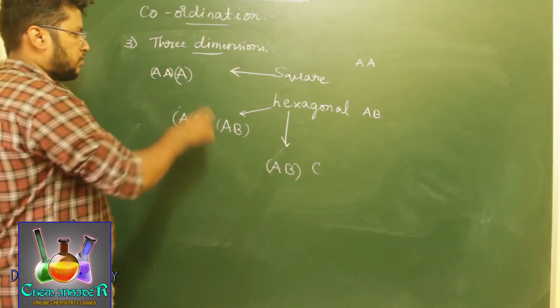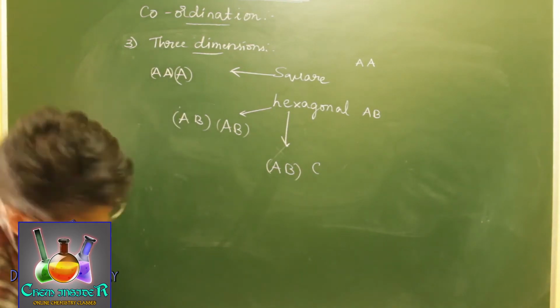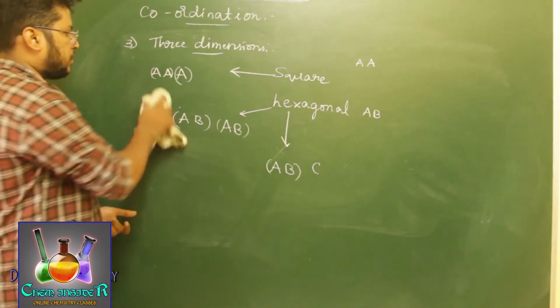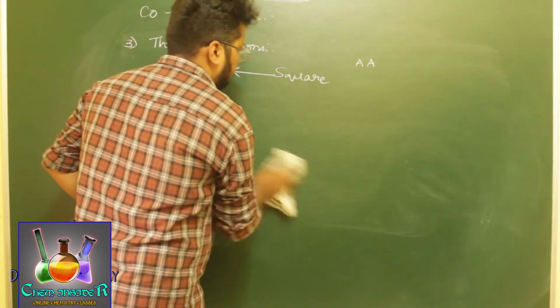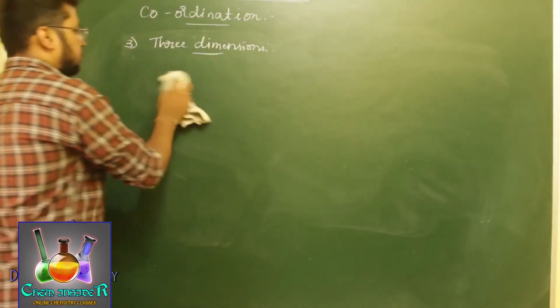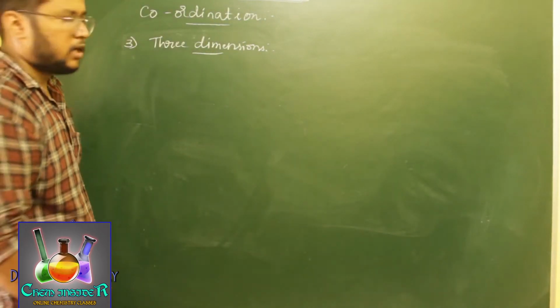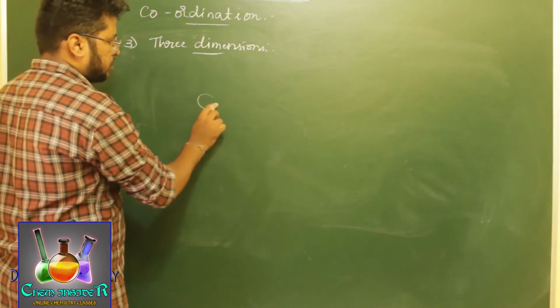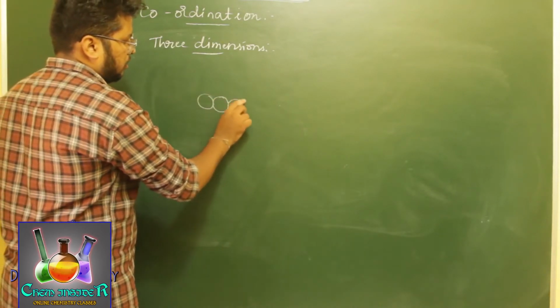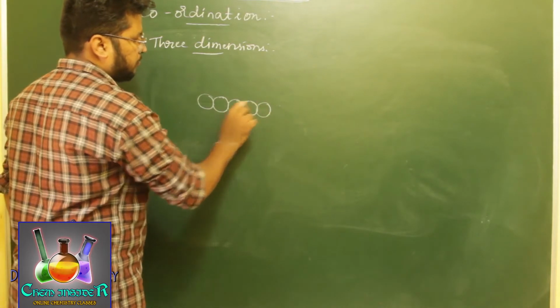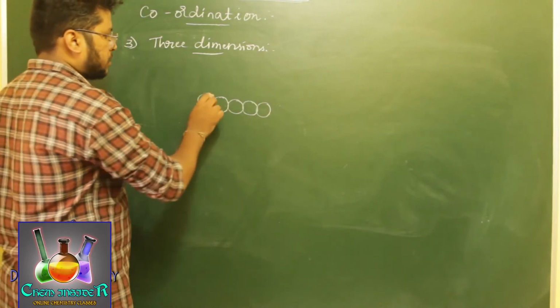Okay, so we'll discuss that. First one we'll just discuss about the square, that is A over A over A. So placing three-dimensional arrangement of A, and A. So this is our first dimension, A.